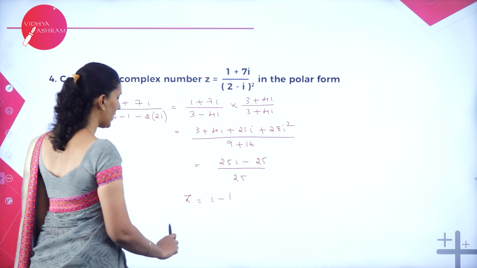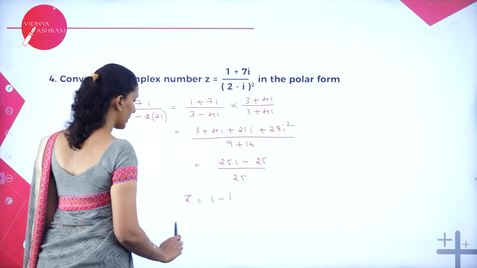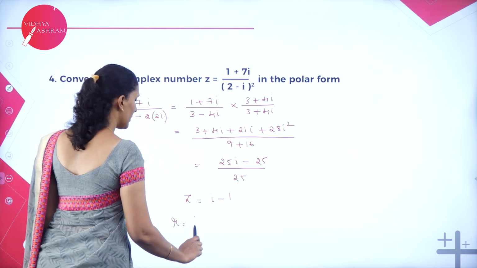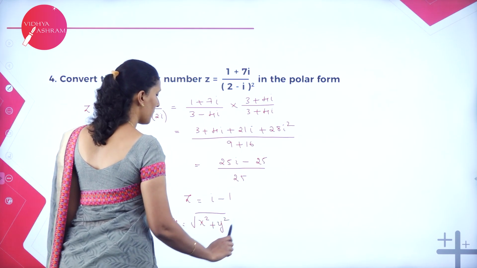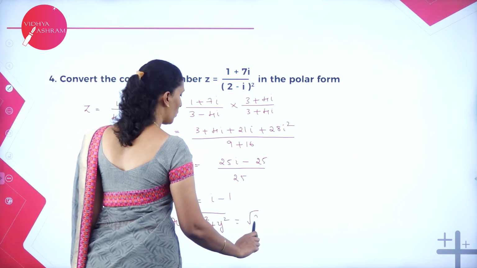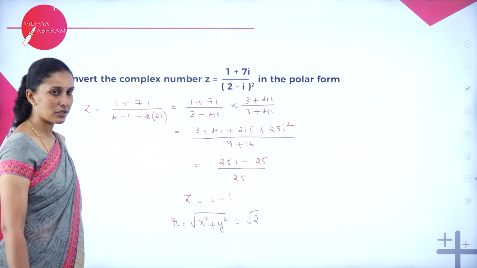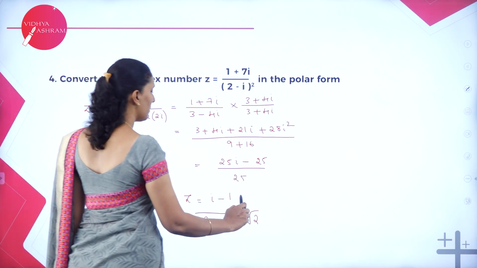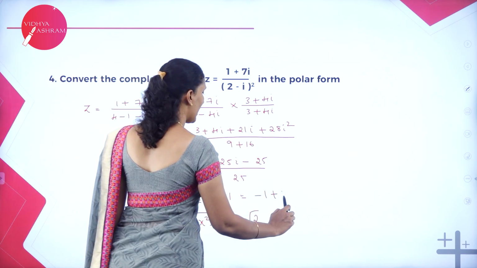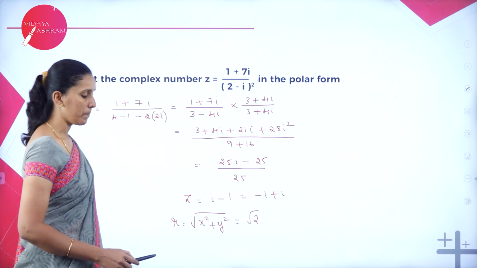Next, to find r, we have a complex number here. To find r, it is nothing but √(x² + y²), which is √2, because the value of x is −1 and the value of y is 1. So this is nothing but −1 + i, that is the a + ib form.